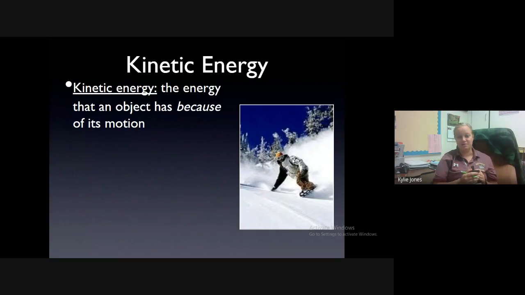So anytime anything is moving, it has kinetic energy. If you move your arm, it has kinetic energy. If you write with your pencil, there's kinetic energy happening. So anytime there's any form of movement, it's kinetic energy. Does that make a little bit of sense?